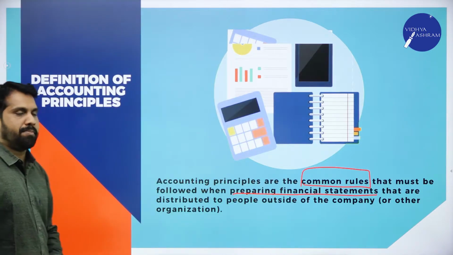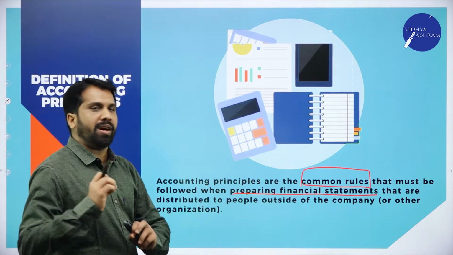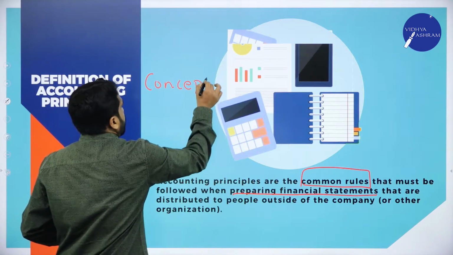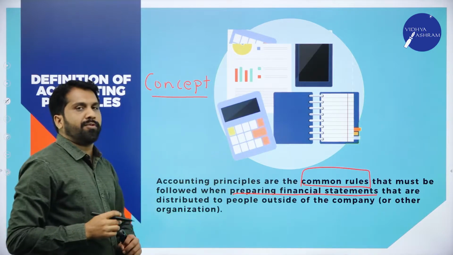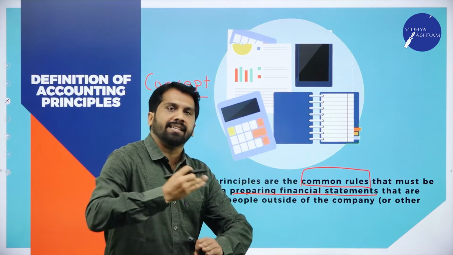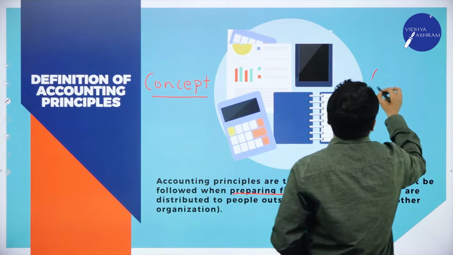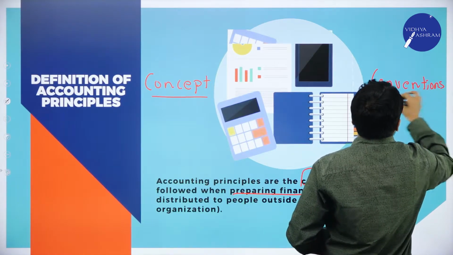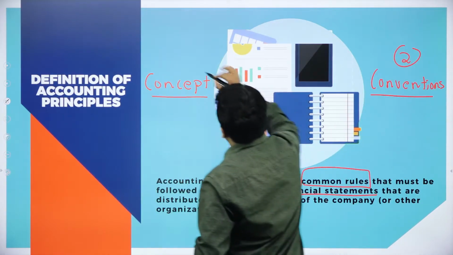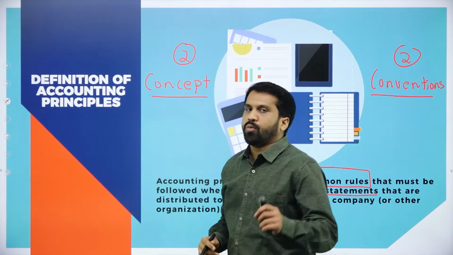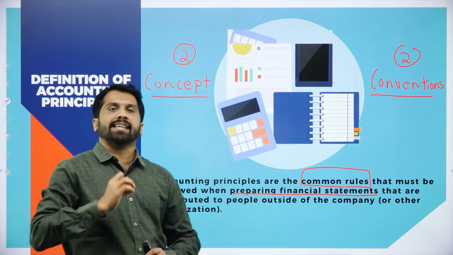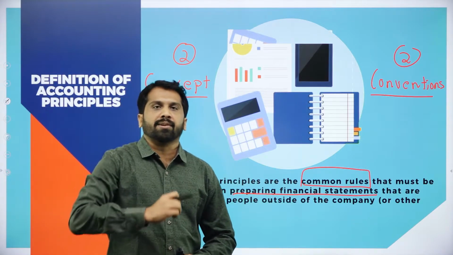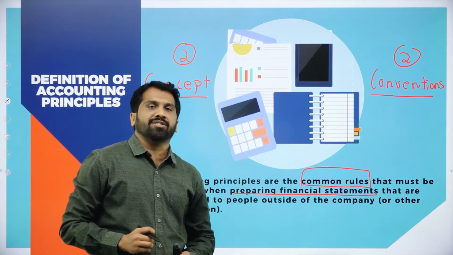Under accounting principle, we will get two things. One is concept. The second thing is conventions. In accounting principle, we will get two things: one is accounting concept and the second one is accounting conventions. So what do you mean by accounting concept and what are accounting conventions?